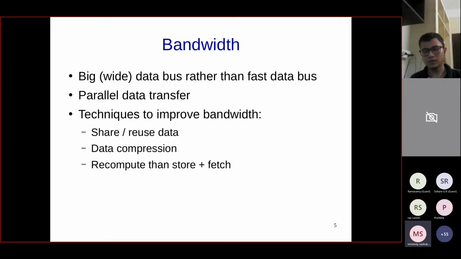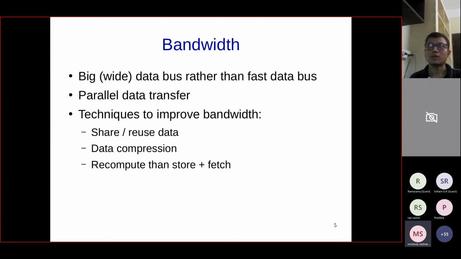In this recomputation, instead of storing and fetching the data back, we recompute the data, recompute the results. Let me put this with an example. Let us say we want to run some algorithm on the GPU. Let's say algorithm A, we want to run it on the GPU.